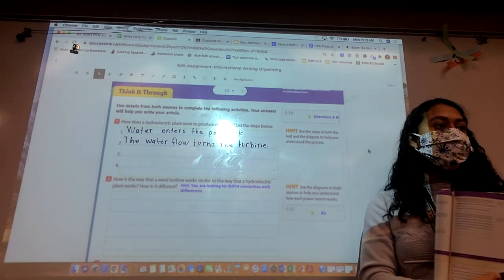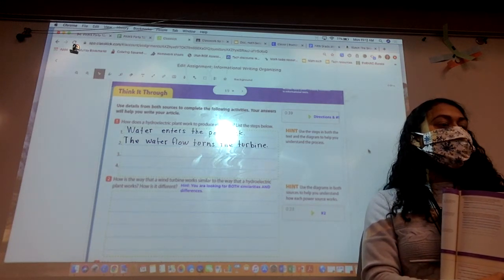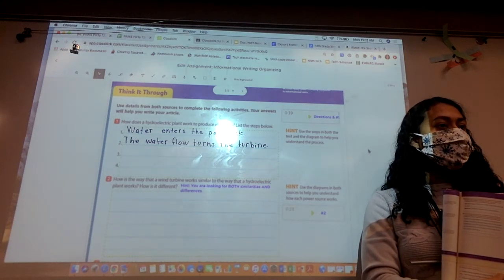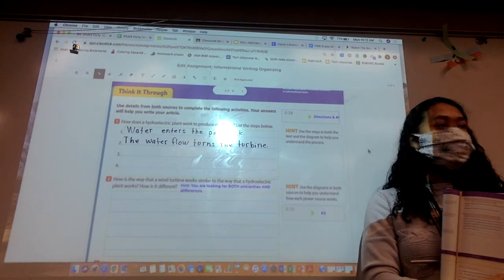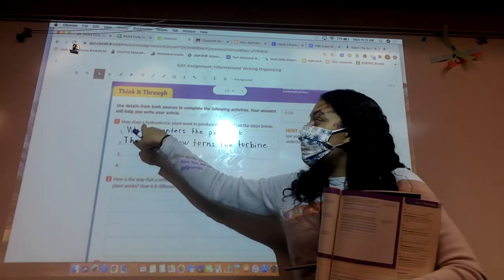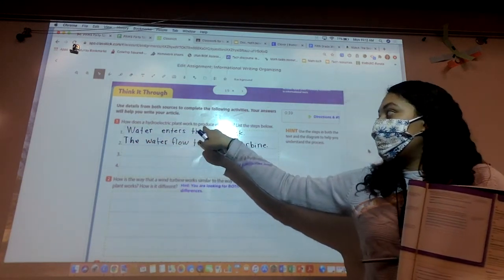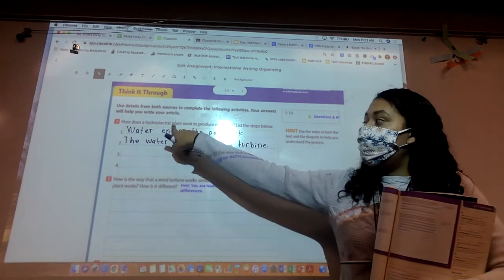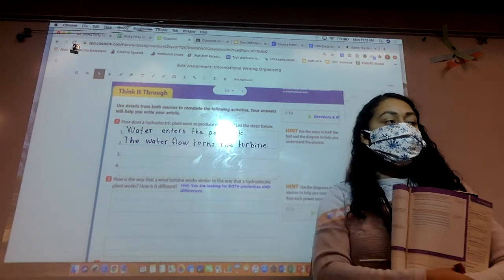What, Thomas? Which one are we doing? What do you mean? Are we doing nuclear power or? How does a hydroelectric plant work to produce electricity? Hydro? It says it right here. Is that a good way?